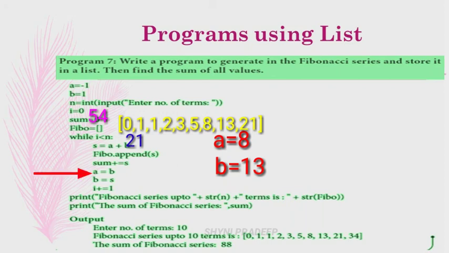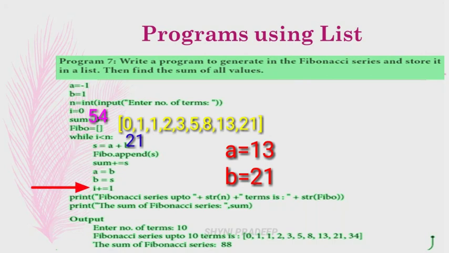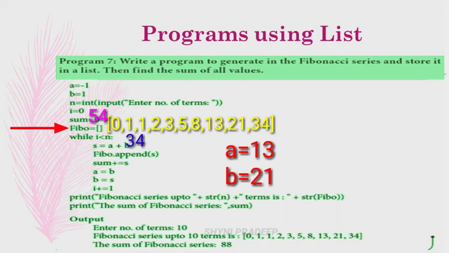Next A is equal to B, B is equal to S. Assign B value to A and S value to B. So A becomes 13, B becomes 21. Update the I value. I plus is equal to 1. So I becomes 9. Check the condition. 9 is less than 10. This condition is true. S is equal to A plus B. So 13 plus 21, 34. So S equal to 34 will be added in the list Fibo.